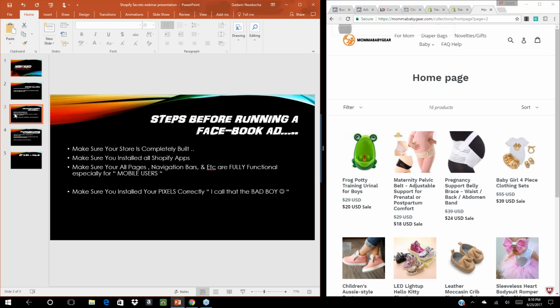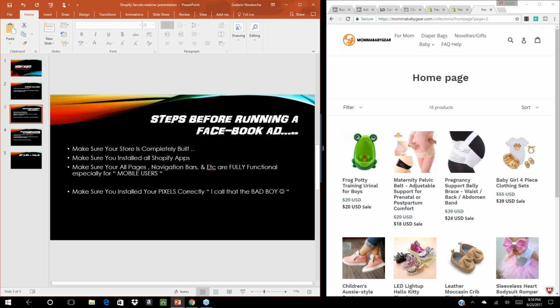Another thing that you really want to focus on is there's different steps that you want to take before running a Facebook ad. I really put my focus on building my store first, because you really want to build trust once your customer comes to your store. You want them to trust your page. You don't want anybody coming to your page and not trusting it, because what are they going to do if they don't trust it? They're going to leave.